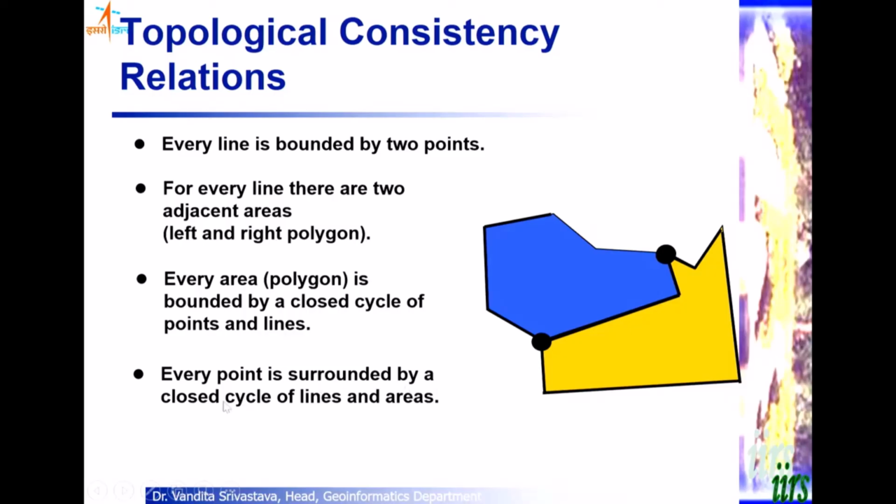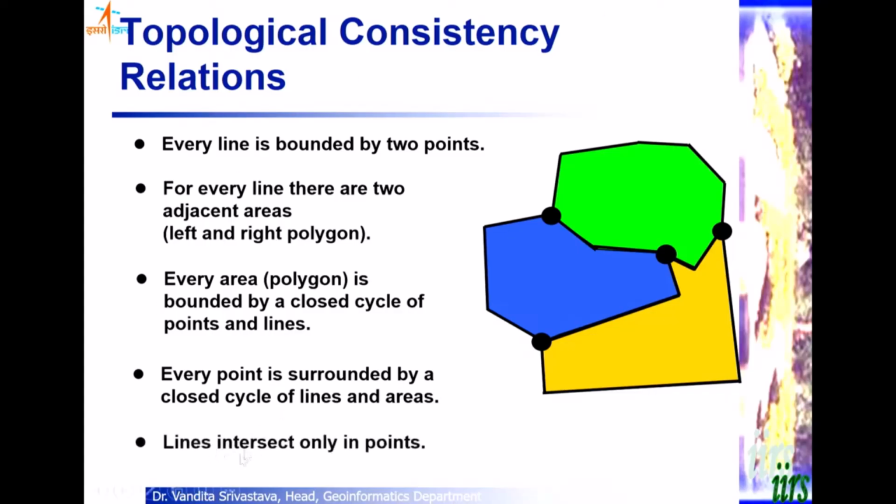Every point is surrounded by a closed cycle of lines and areas. Like if you talk about this point, then it is surrounded by these three polygons, it is surrounded by these many lines, it is placed upon these many lines. So these are various topological rules, the simplest, basic topological rules, I would say. Okay, so your data set needs to be consistent with respect to these rules. If it is not consistent, you will not be able to perform certain types of analysis. But for some other types, you may not require all the topological rules to be followed.